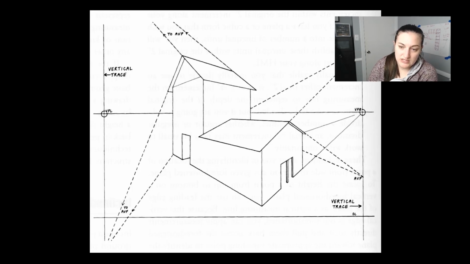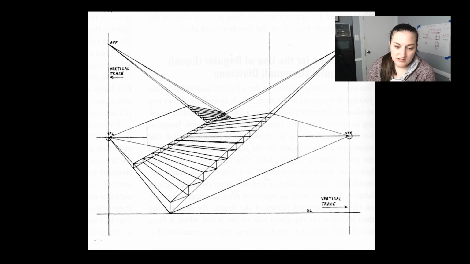Same is true for the tops of houses, the roofs of things that are on an angle. They obey perspective as well. Again, these angles are sighted, and where they intersect the vertical trace that goes through vanishing point left and right, that is their vanishing point on the vertical trace. Same thing for the rise and run of stairs.